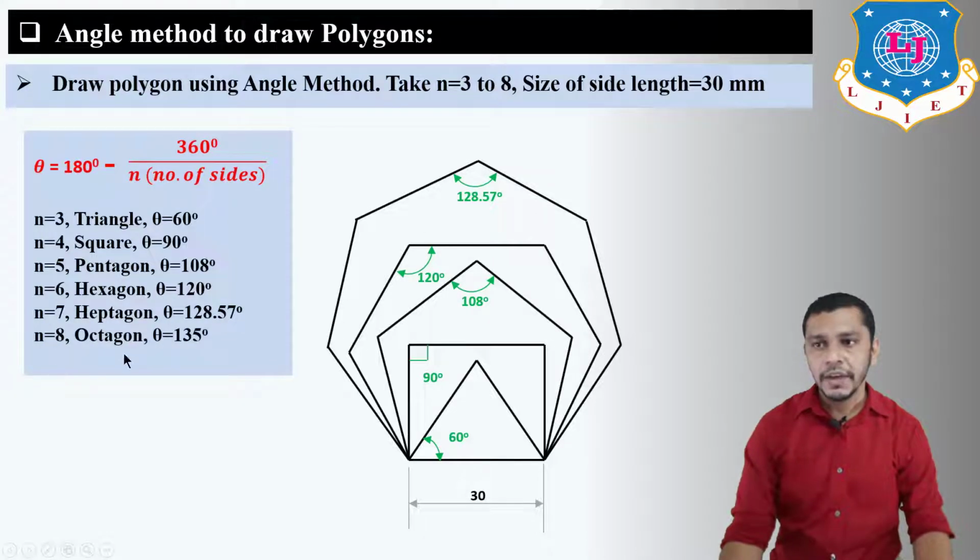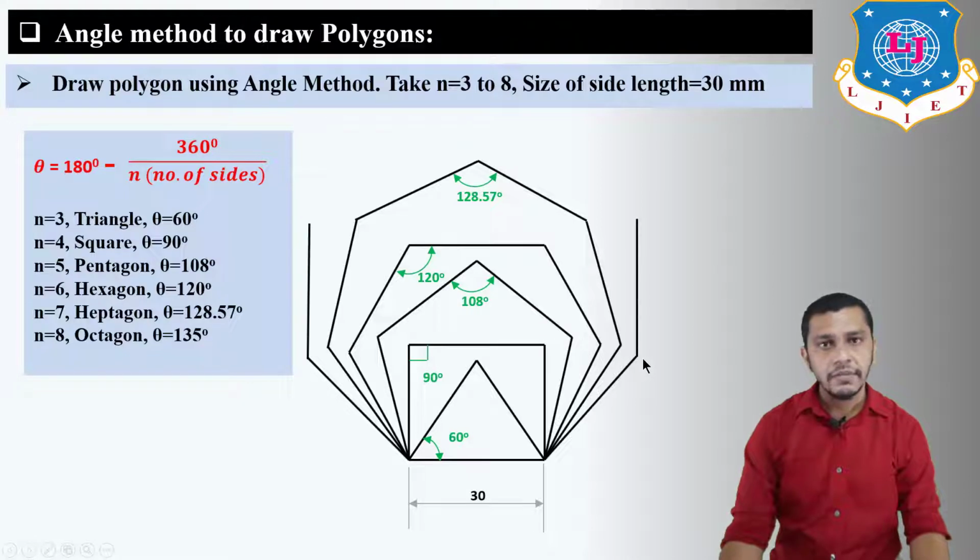Now n is equal to 8, the polygon will be the octagon. Theta is equal to 135 degree. From this point, 135 degree, draw lines having length 30 mm. Again 135 degree, draw lines having length 30 mm. Again 135 degree, draw lines having length 30 mm, and connect these 2 points. You will get the octagon.